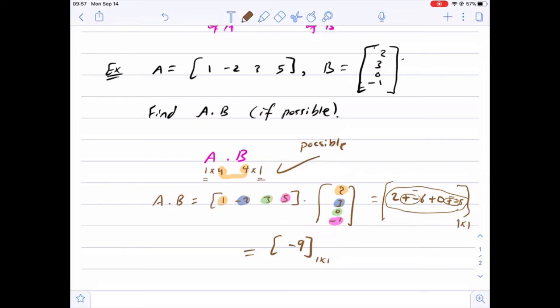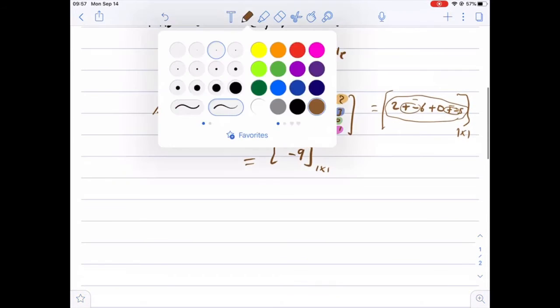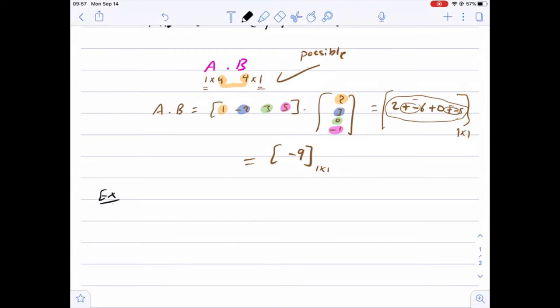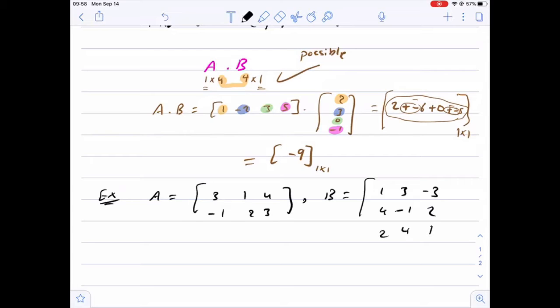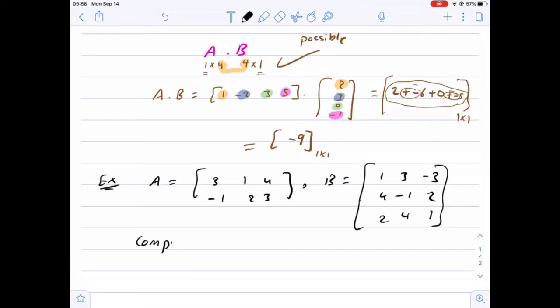This is how we multiply matrices. But this is a very simple case. We'll see matrices that involve more than 1 row and more than 1 column. Let's take another example. For example, if A is 3, 1, 4, -1, 2, 3, and the matrix B is 1, 3, -3, 4, -1, 2, 2, 4, 1, and we want to compute A times B if possible.